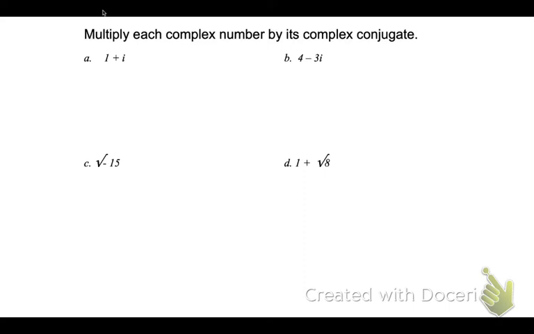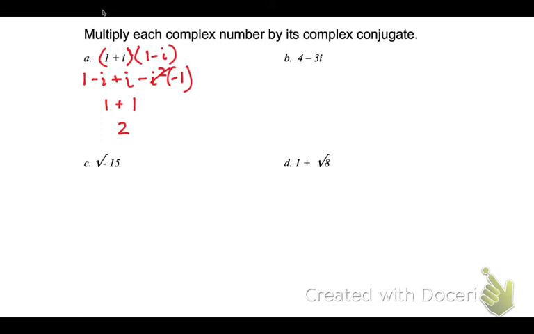So multiply each complex number by its complex conjugate. Okay, first thing we do is we have 1 plus i. First thing we do is put parentheses around it so we see it. And so we're going to multiply by 1 minus i. So I have 1 minus i plus i minus i squared. So plus and minus i go away. And the i squared becomes negative 1. And a negative 1 is what? So 1 plus 1 is 2.